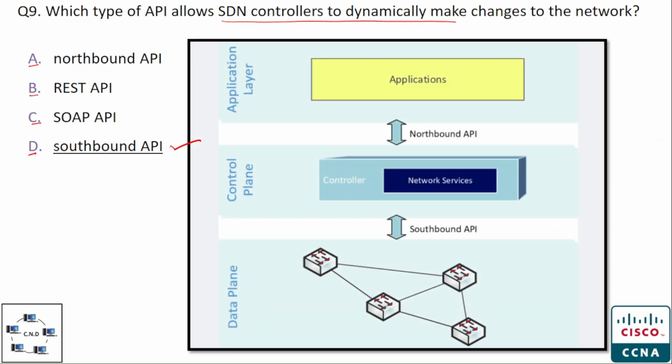And this is how it looks. This is the southbound API that is used by the controller to make changes to these network devices inside the infrastructure or data plane layer.